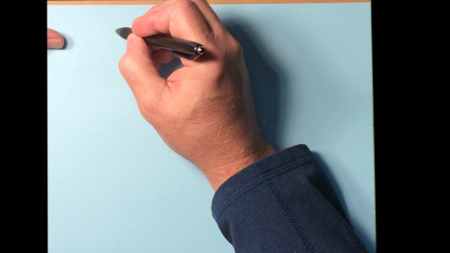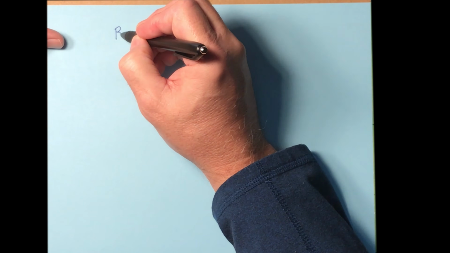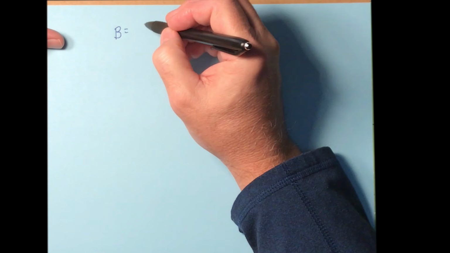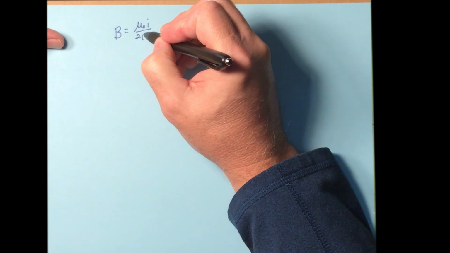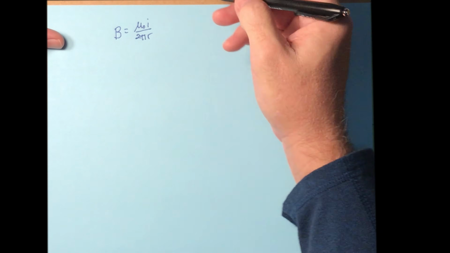Just like when we used Gauss's law, we derived equations for electric fields, we're going to use Ampere's law to derive equations for magnetic fields. And we already derived, using the Biot-Savart law, the magnetic field for a long straight wire. It's mu naught I over 2 pi r.